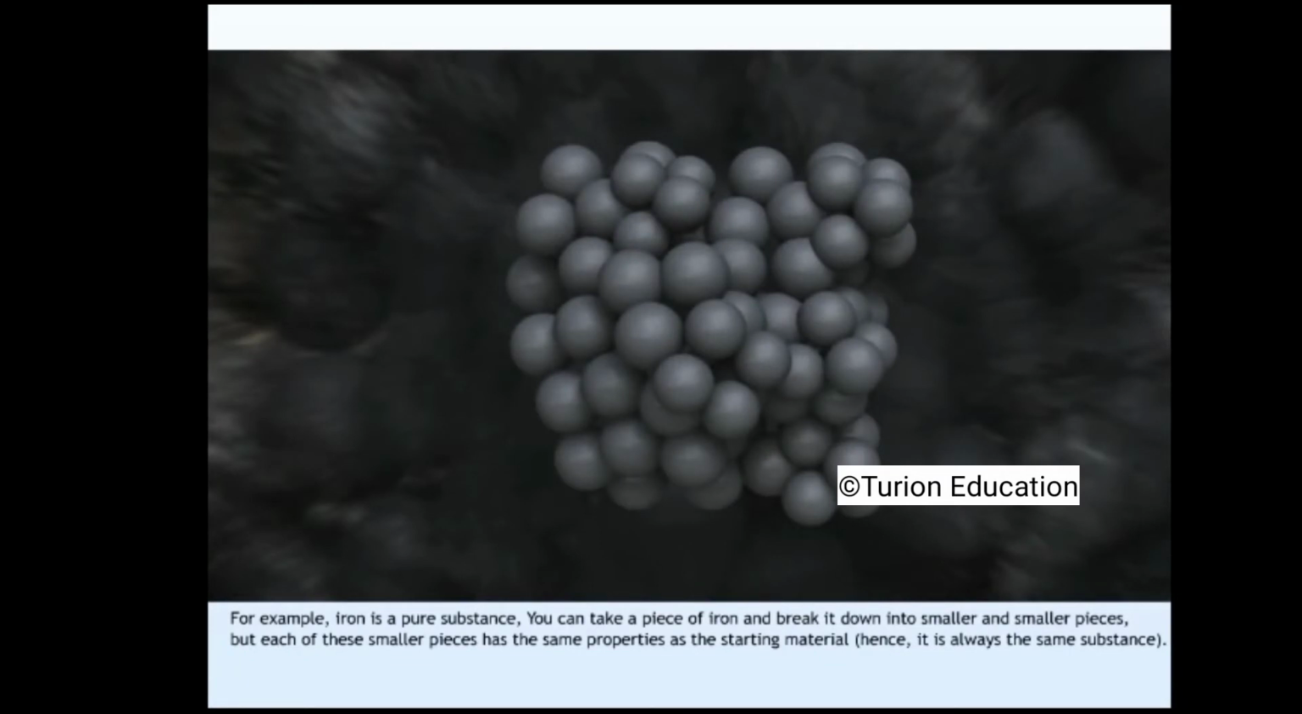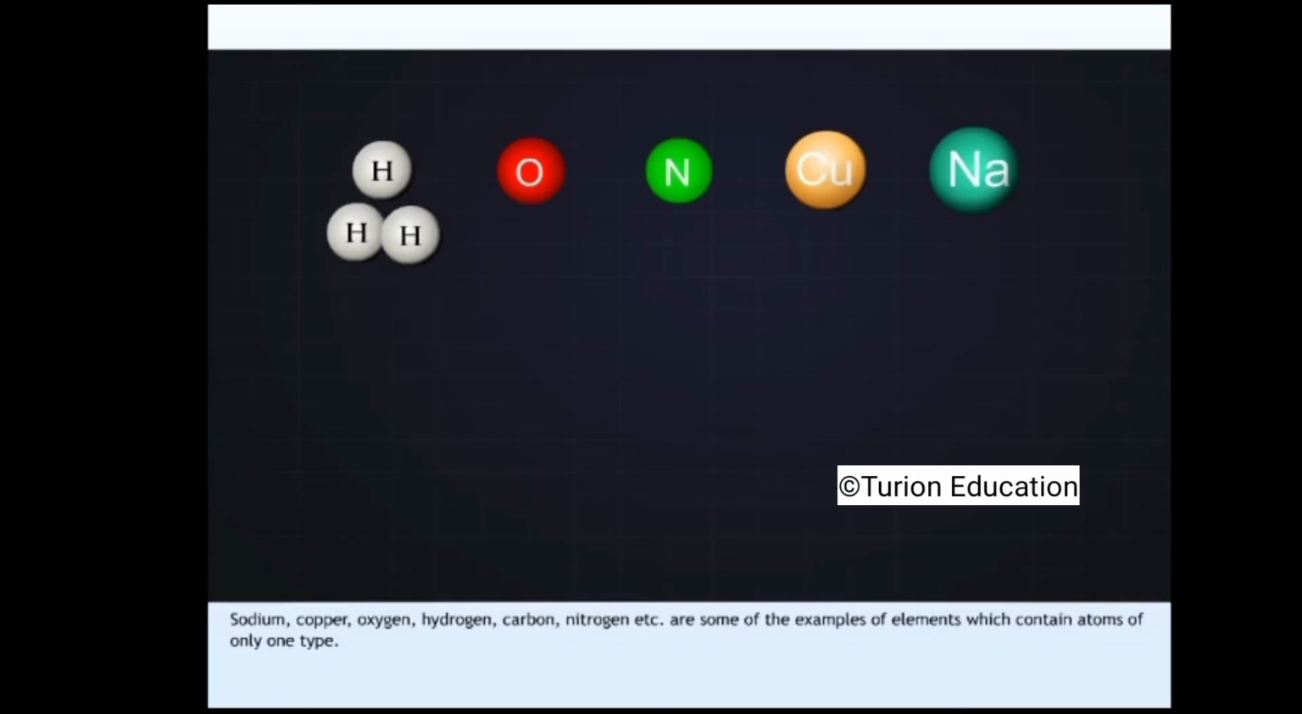Hence, it is always the same substance. Sodium, copper, oxygen, hydrogen, carbon, nitrogen, etc. are some of the examples of elements which contain atoms of only one type.